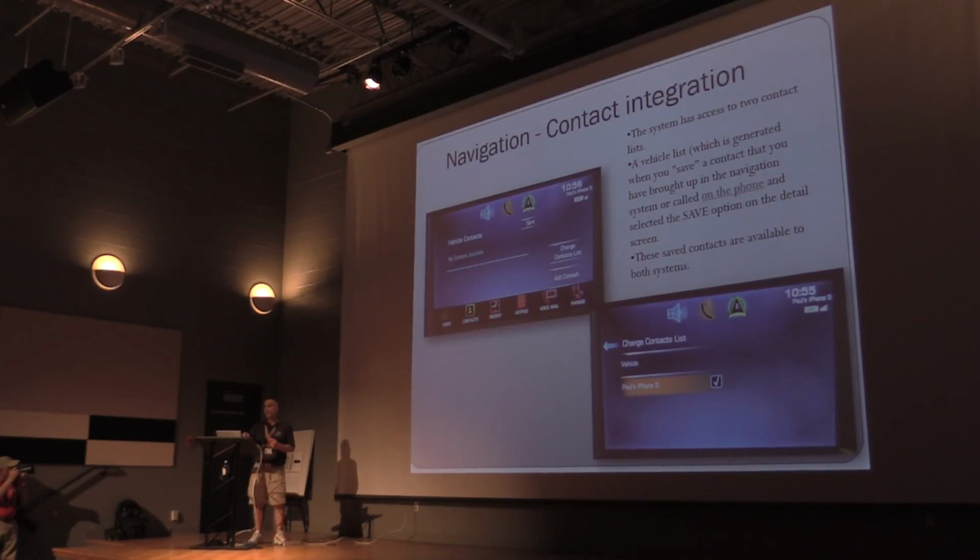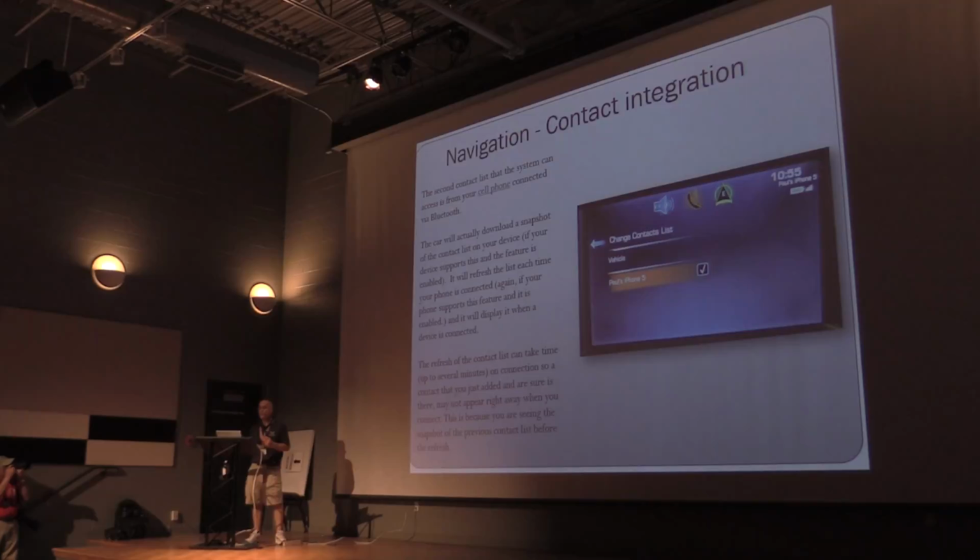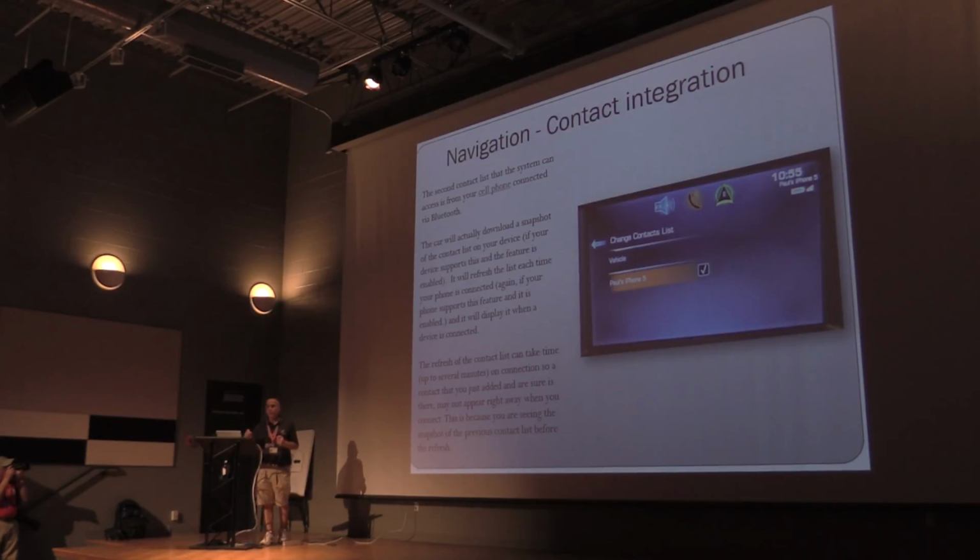If you press save, that will allow you to save it to your vehicle's contact list. The second contact list that the system has access to is the contact list with any Bluetooth phone that you have paired to the vehicle. It's a source of frustration for folks because they enter a contact, they run out to their car, they hop in the car, and it's not there.